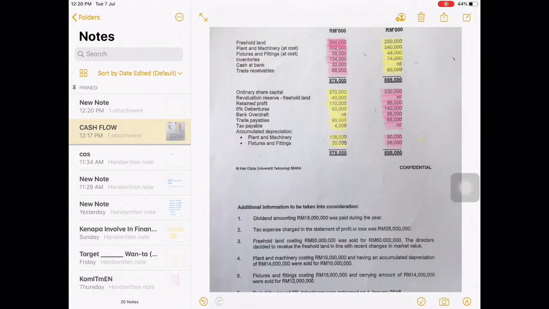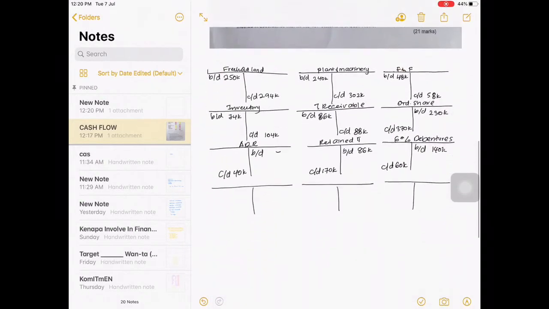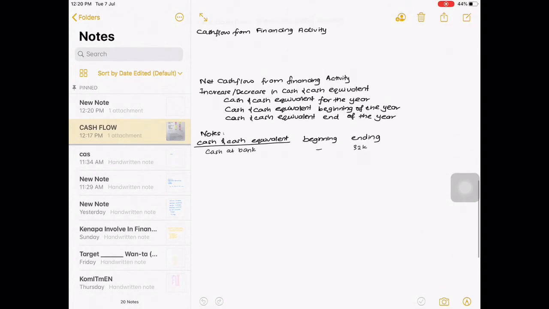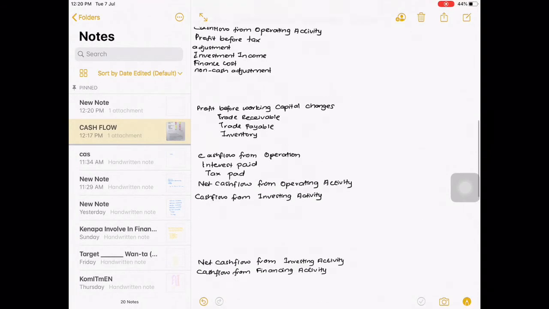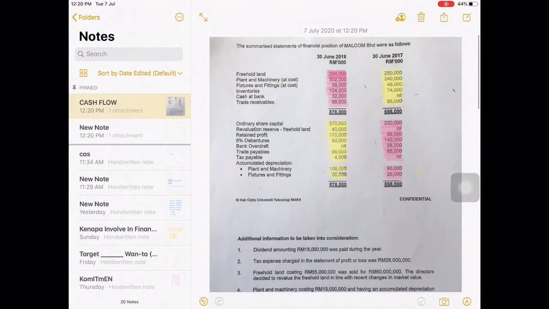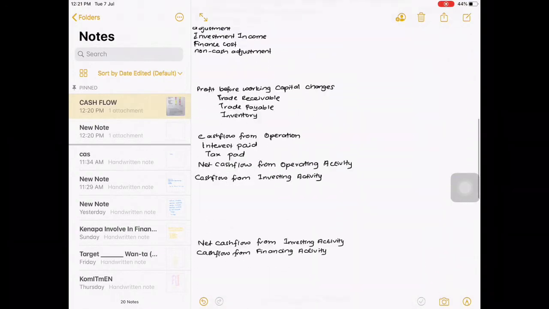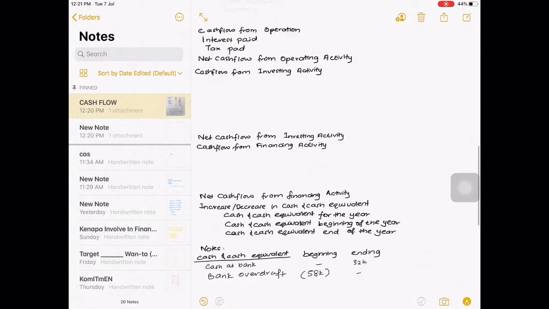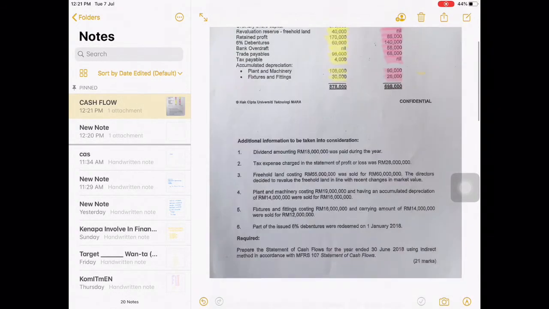Whereas for the bank overdraft, we have to post to the notes because it's actually an element of cash and cash equivalent. So the beginning and the ending, but we have to bracket it to show that it is an outflow, because the money is not ours, it belongs to the bank, which means you have to pay afterwards.